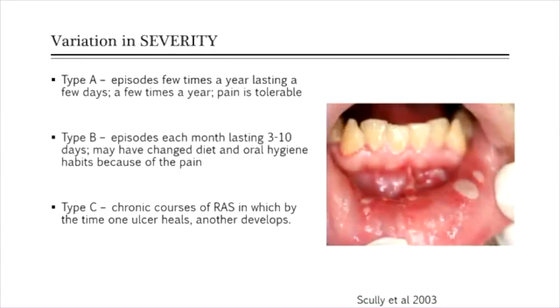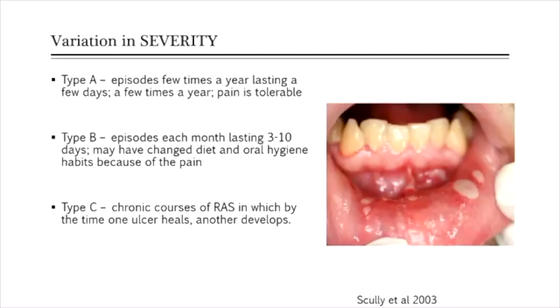So there's different types of severity, and Scully, I don't need you to memorize A, B, and C, it's just that Scully split it into these 3 categories. Christmas Scully was a phenomenal leader in oral medicine, and he passed away from bowel cancer last year. But if you read a lot of oral medicine stuff, you will see many of his writings and lots of commentary, lots of opinion, and Prof knew him very well.